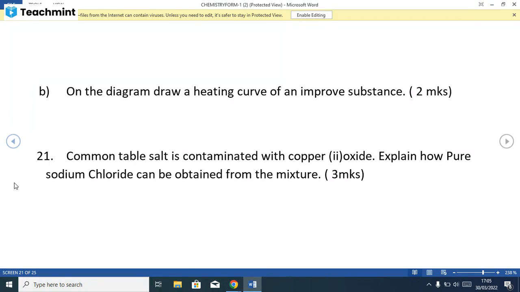Hello. Any idea? I'm waiting for the answer. No. So, solubility. Yes. I'll try. Okay, then.